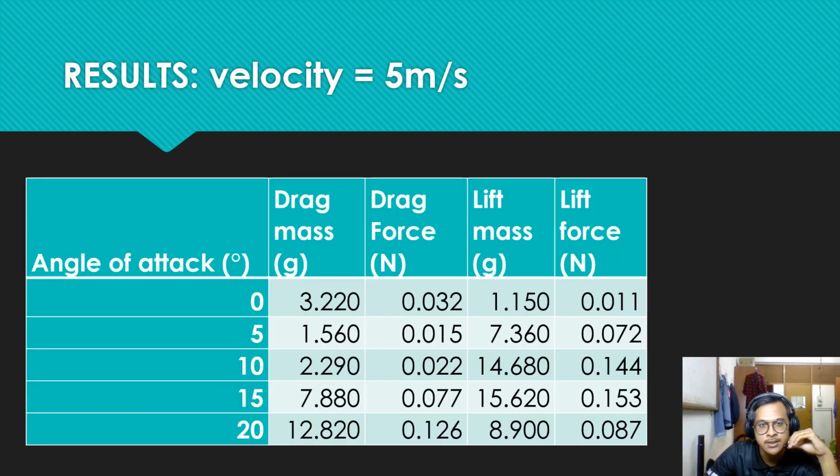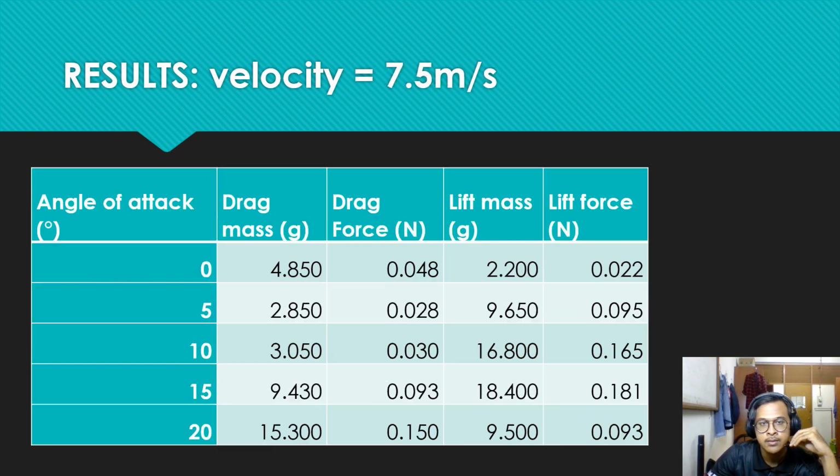Alright, so moving on to the result part. The data collected is tabulated into 3 different tables, the first one being for velocity equal to 5 meter per second. For the drag force, the highest value collected is 0.126, which is at angle of attack 20 degree. For the lift force, the highest value collected is 0.153, which is at angle of attack 15 degree.